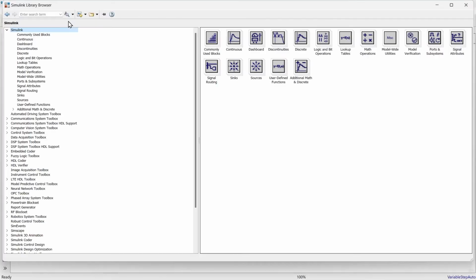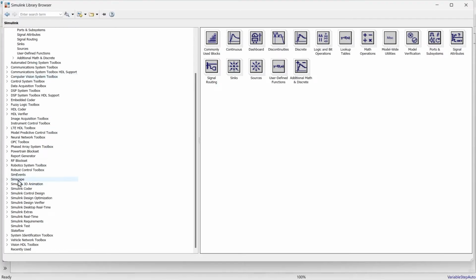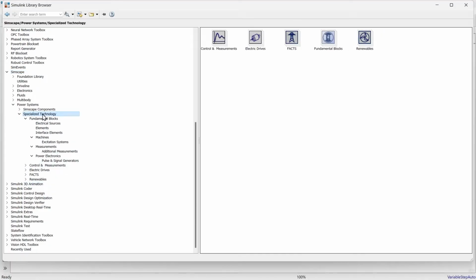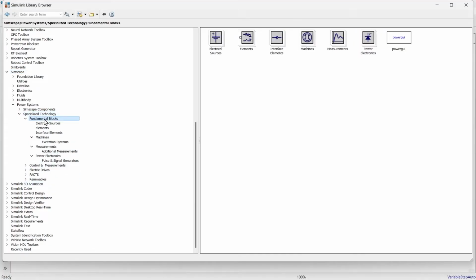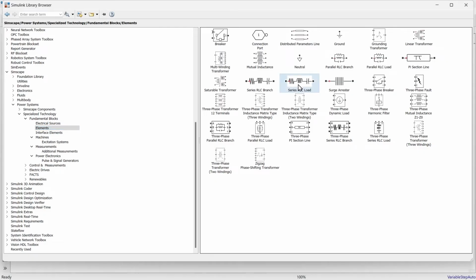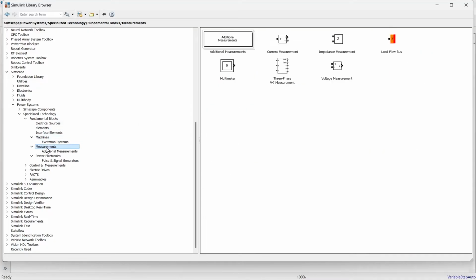So let's go to library. Here we go to SimPowerSystems, specialized technology, fundamental blocks, electrical sources, three-phase programmable voltage source. Let's add. Then we'll go to elements, series RLC load. Let's add it. Now we'll go to measurements. Here we'll take the three-phase VI measurement block.